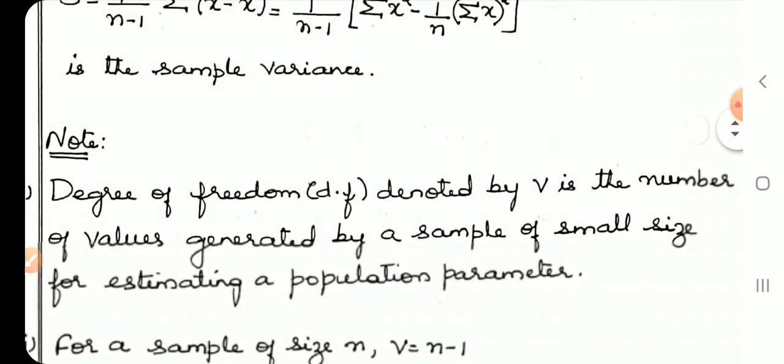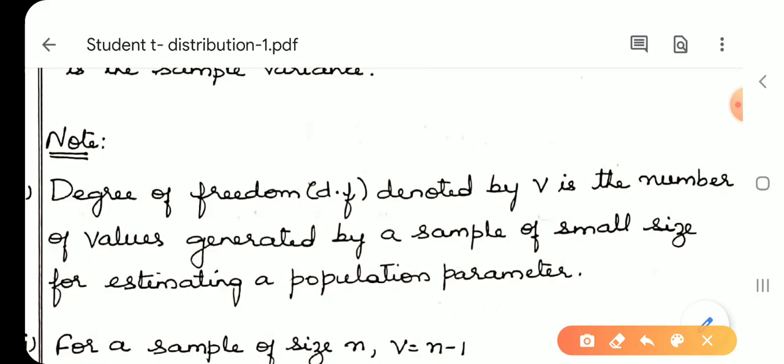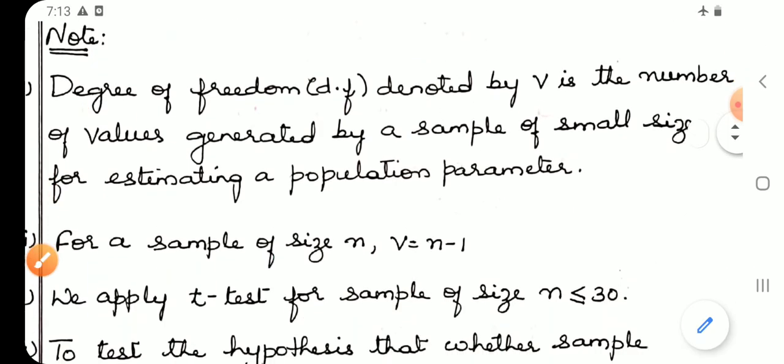Let us see. Degree of freedom, we represent it by D dot F, is denoted by V, or in some textbook it is written as nu also. V or nu is the number of values generated by a sample of small size for estimating the population parameter. So V is the degree of freedom.